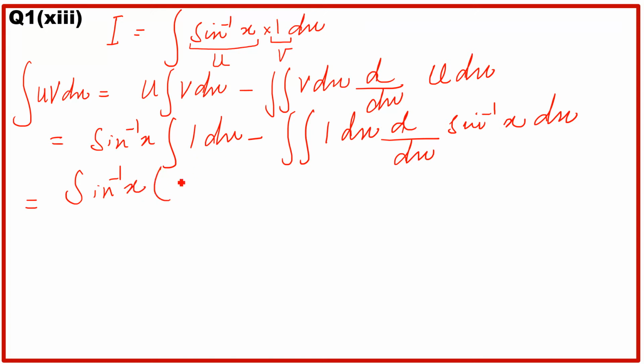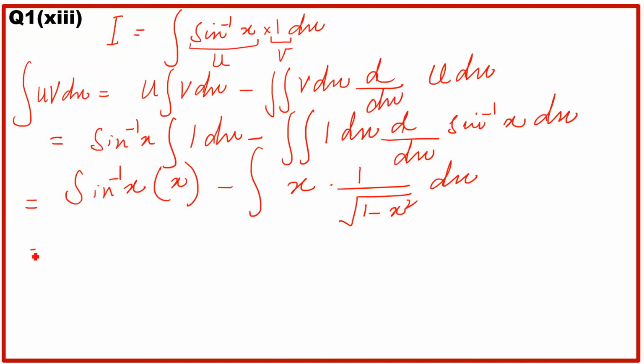For this 1 dx, the integration is x, and the derivative of sine inverse x is 1 divided by the square root of 1 minus x square dx. So we will arrange here: it will be x into sine inverse x minus, what we will do, we will take 1 minus x square in the numerator, which will be to the power minus 1 over 2 dx.